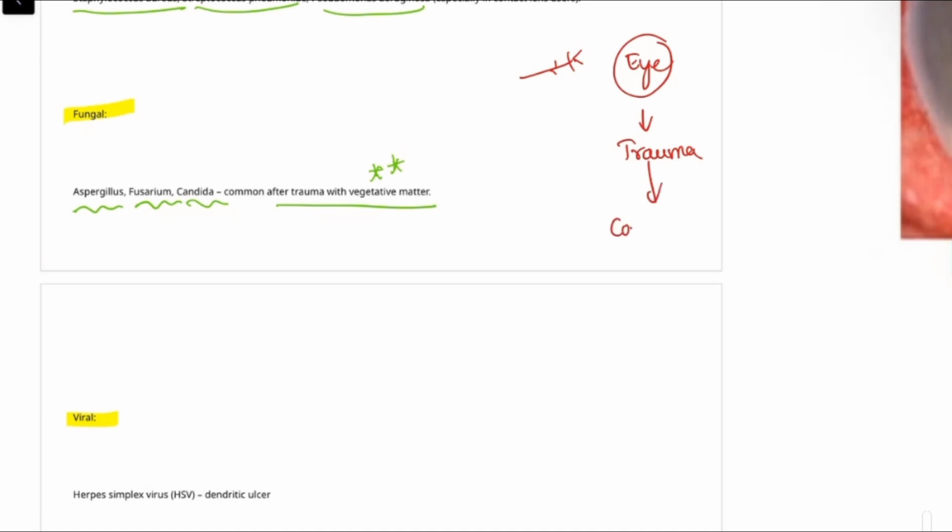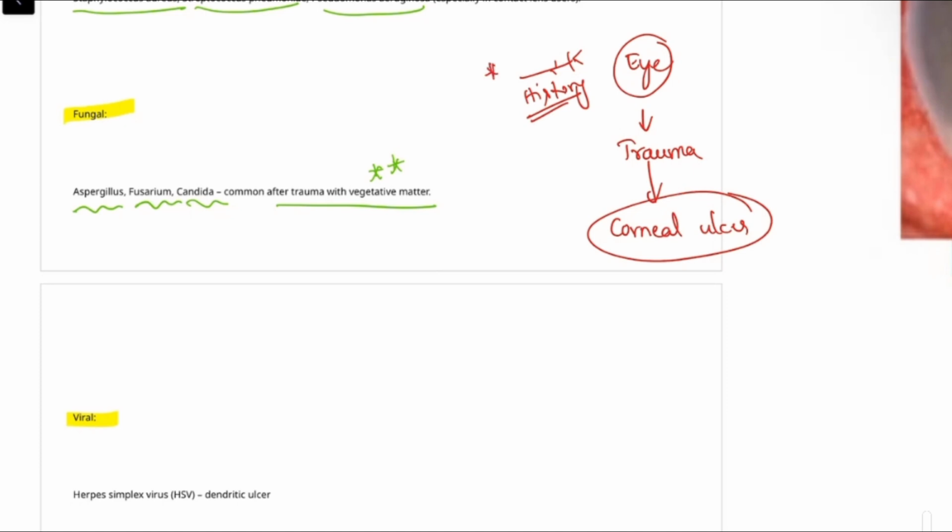Okay, what are the fungi that are causing corneal ulcer? They are Aspergillus, Fusarium, and Candida. These are common after trauma with vegetative matter. So imagine you are walking by the side of your house and a branch of a plant hits your eye. You get trauma because of this vegetative matter. After some days, you will be seeing a corneal ulcer. So this history is important to know the pathogen which is causing it.